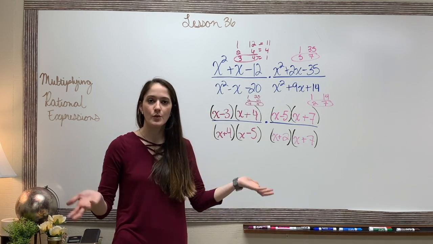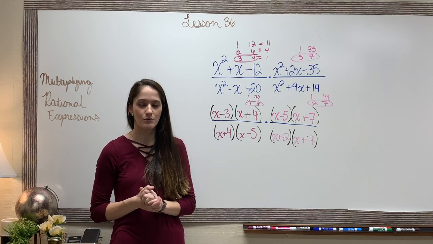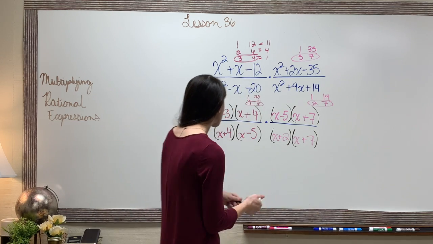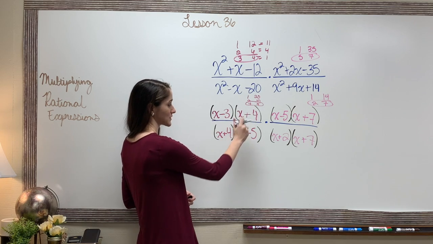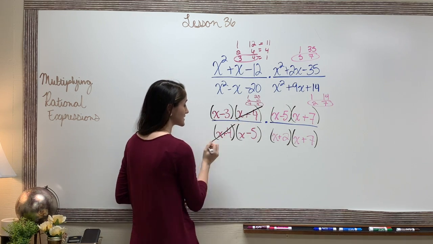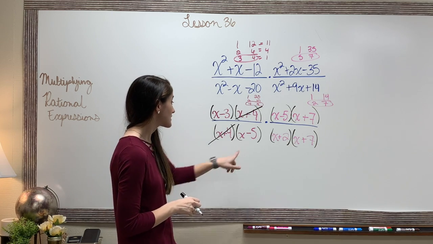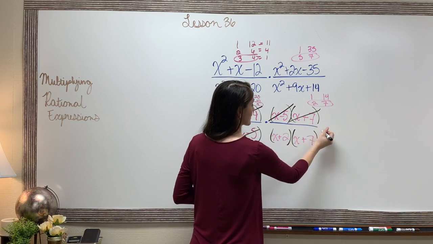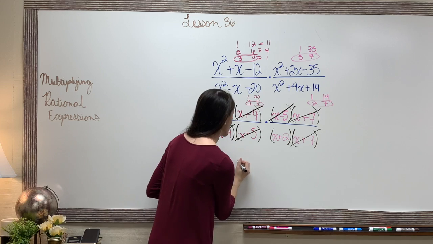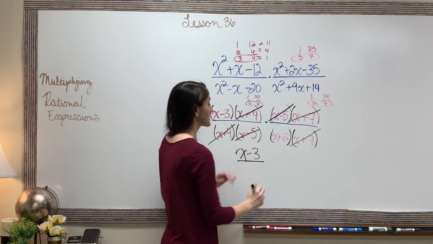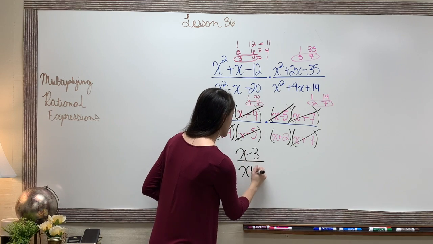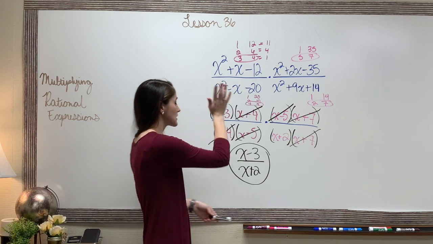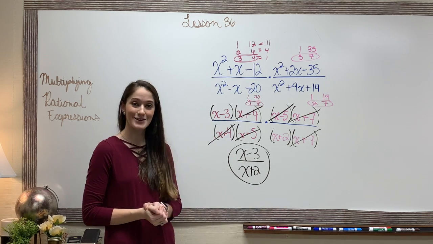Now at this point, we just treat this like any other multiplying fractions problem. We're going to look to cancel before we multiply. I noticed that here I have x plus 4 and x plus 4. One is in the numerator, one is in the denominator, so I can cancel them out. I also noticed x minus 5 and x minus 5, so I can cancel those out. And I also have x plus 7. So the only thing left in my numerator is x minus 3, and the only thing left in my denominator is x plus 2. Once I'm done factoring and canceling, this is all that remains, so this is our answer.